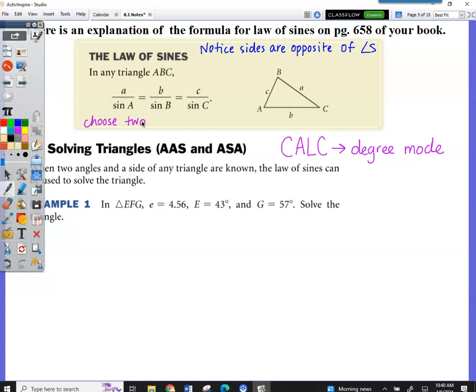All right, so let's look at the first example. In triangle EFG, little e is 4.56, angle E is 43 degrees, and angle G is 57 degrees. Solve the triangle. Well, the first thing we need to do is draw a picture. Let's draw a picture. Don't draw a right triangle. Now, should I draw an obtuse triangle? I would not draw obtuse unless they told you an angle is obtuse. Right? You also know, remember what we said. Let's write it one more time.